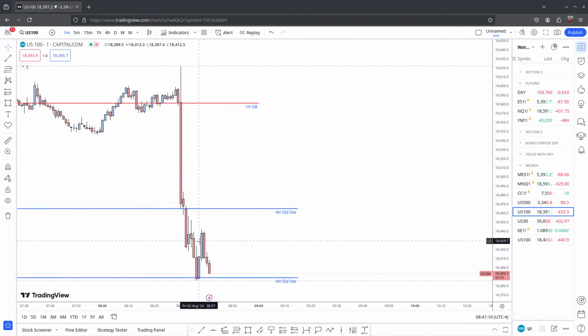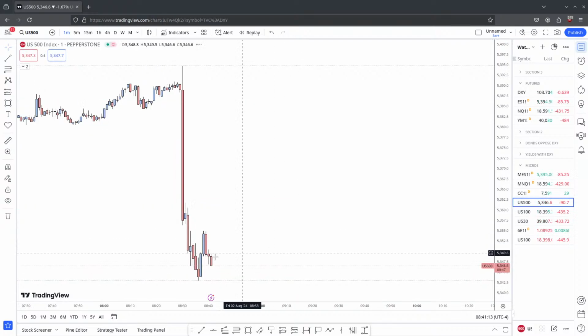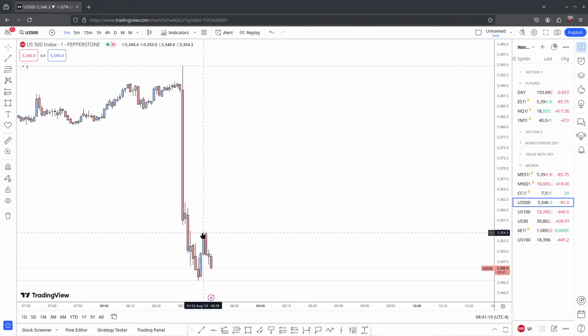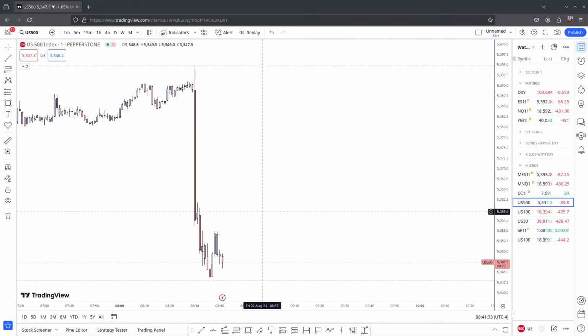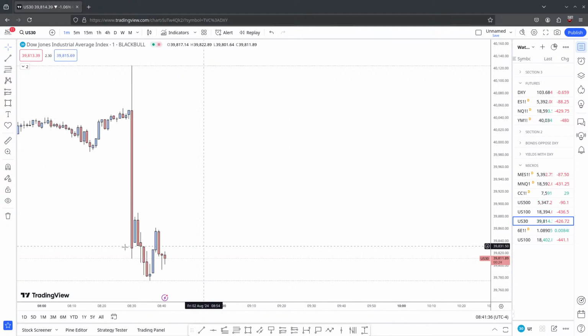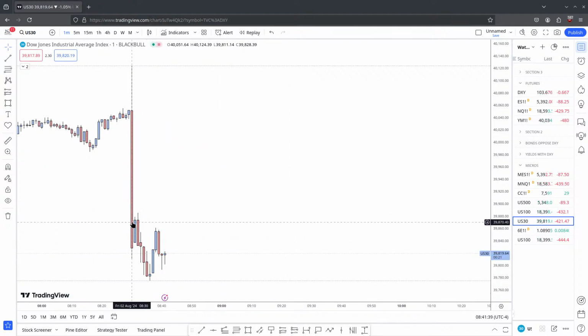US 100 didn't make a higher high. US 500, wouldn't see that as a higher high here because we didn't really go above this. We just barely almost went into this imbalance here. What about US 30? Also no higher high, so that might be an SMT with dollar index, where dollar index was trading up higher just to take out that high and trade into that imbalance and push down lower.